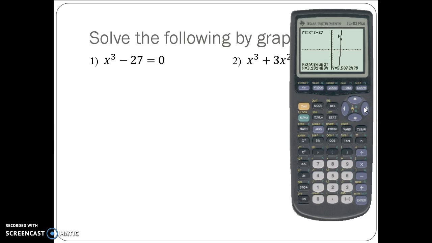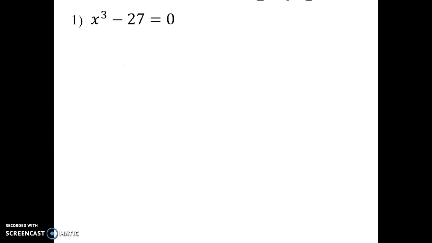I'm moving my cursor here to the right to make sure it's to the right of that 0. And so then I could guess, or I could just enter it, and we can see that one solution really is 3. Well, this is a cubic equation. It's going to have 3 solutions. And so because 3 is a solution, I know that one factor is x minus 3.